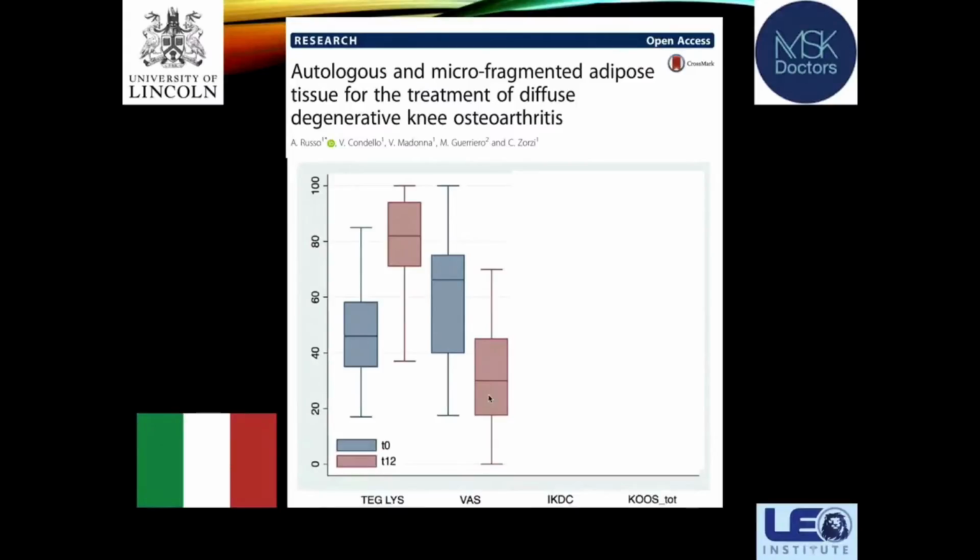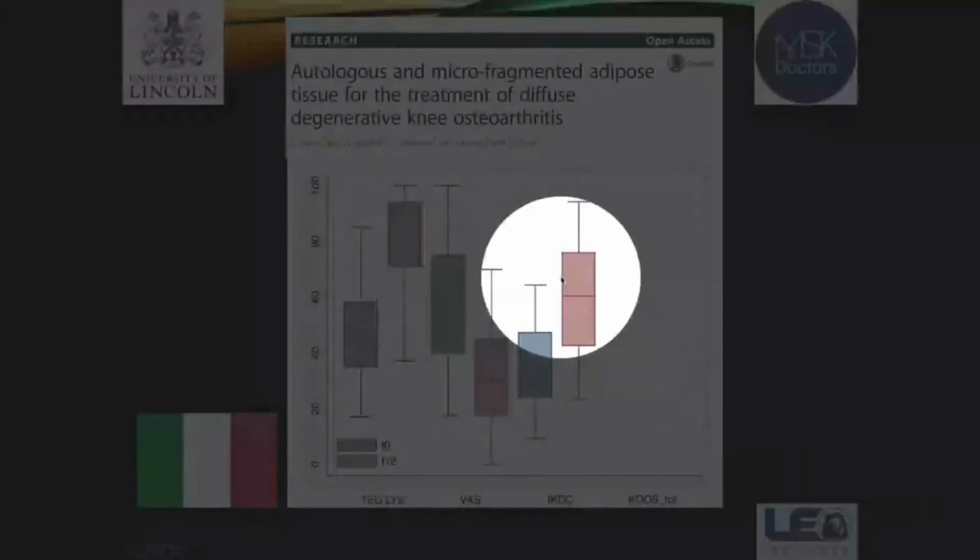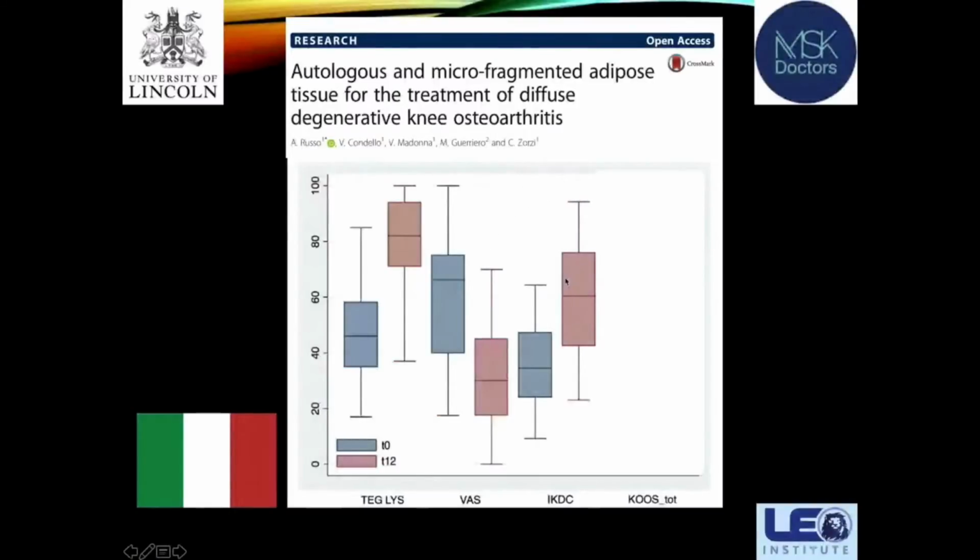Next thing to look at is IKDC, another very complex score used by knee surgeons to look at how the knee does. Again, on this one, the higher the score, the better. You can see before and after, it has a big significant change. And finally, we look at the KOOS, which again has shown significant difference and significant change. This study is again based on 30 patients, 1 year follow-up, and the results are very, very good.